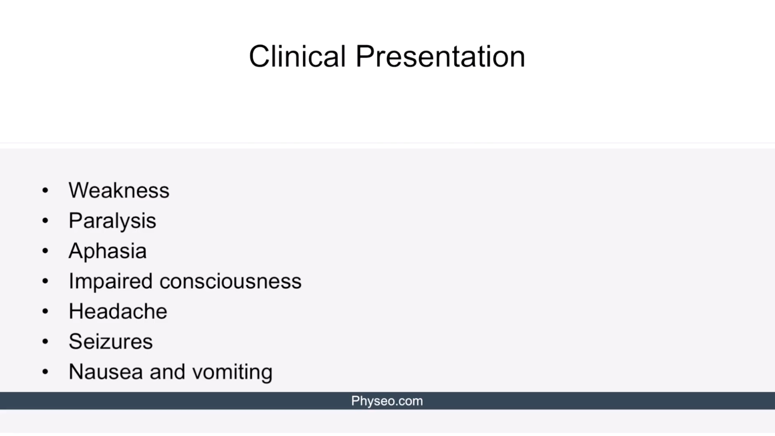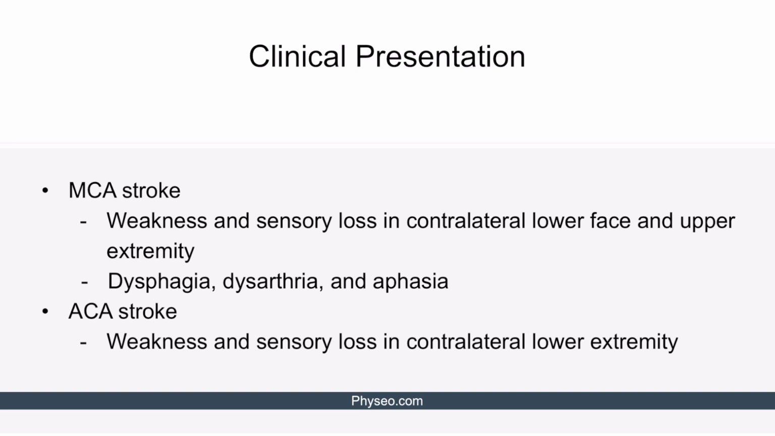Ischemic stroke can manifest in multiple different ways. It can be accompanied by weakness, paralysis, aphasia, or impaired consciousness. Other signs and symptoms include headache, seizures, nausea, and vomiting. Ultimately, the clinical presentation depends on the location of the stroke. We will also review the signs and symptoms of ischemic stroke depending on the vessel involved.